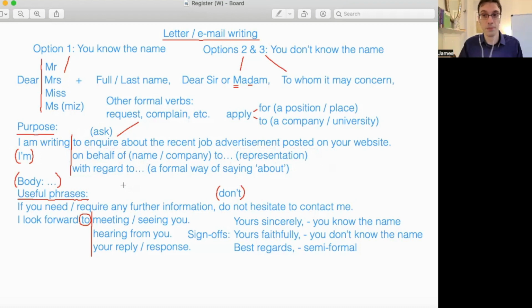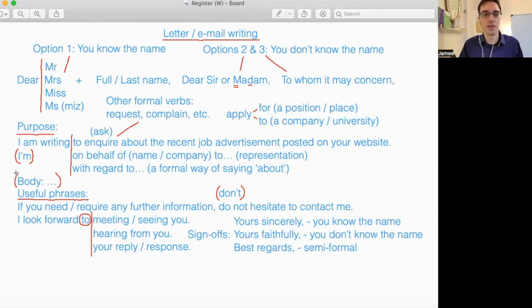And finally, and you probably will need this in the exam, if you want a more formal way of saying "about," you just say, "I am writing with regard to." And that's a very good way of saying "about" in a formal way. So "I am writing with regard to a recent telephone conversation we had," or whatever it might be.